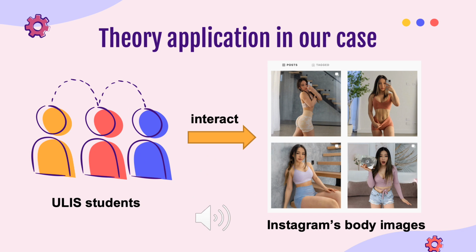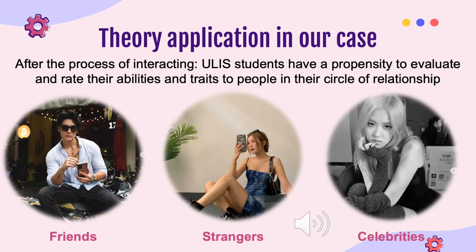And here is the process of ULIS students' interaction with body images on Instagram. According to social comparison, when interacting with body images on Instagram, ULIS students have a propensity to evaluate and rate their abilities and traits against people in their circle of relationships, including family, friends, acquaintances, strangers, and celebrities who are models, actors, athletes, and comedians.